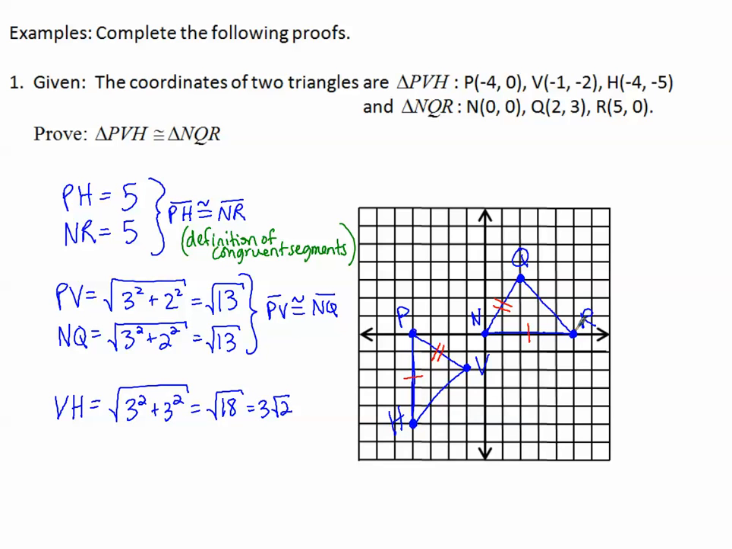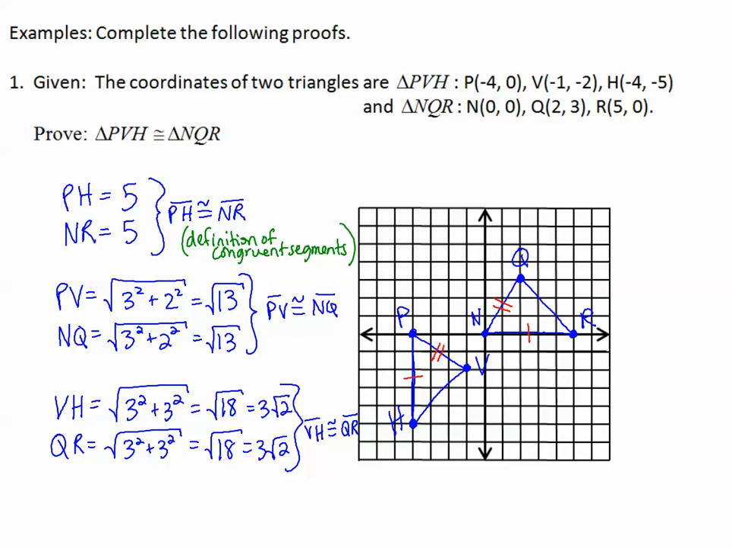VH, the last one here, is QR. So QR, and what do we count here? 3 and 3. So square root of 3 squared plus 3 squared. I have the same numbers, so I'm going to end up with the same answer. And again, because the lengths are the same, the segments will be congruent. Segment VH congruent to segment QR.